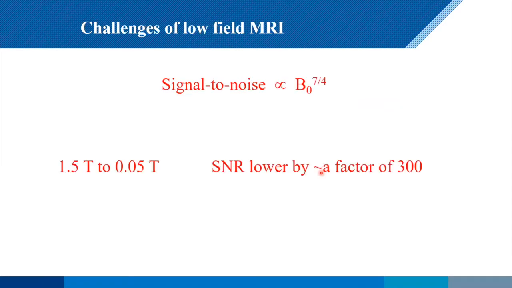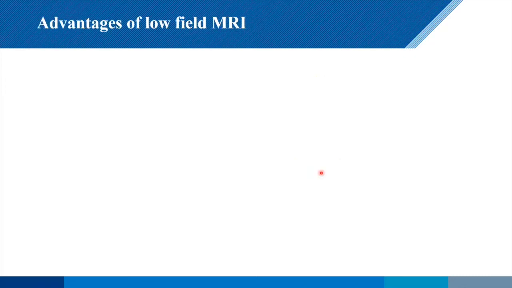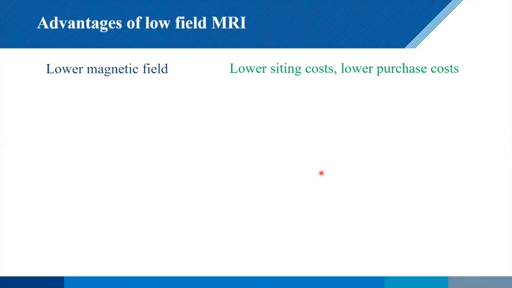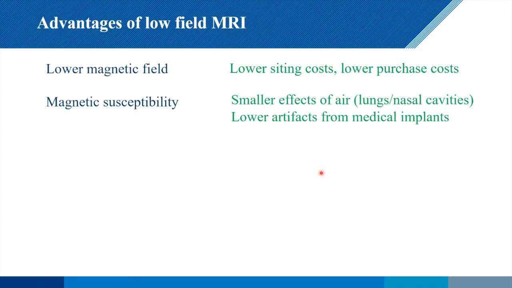So what's the challenge? Okay, we know it. B0, 7/4. We're down by a factor of 300 compared to 1.5. So let's just push that to one side and let's be positive and think about the advantages of low field, right? So one, okay, already said it. Lower siting costs and obviously far lower purchase costs. Think about magnetic susceptibility. So in terms of air, whether that's in the lungs, nasal cavities, etc., much less. Much lower artifacts from medical implants. I'll show you that. And not just medical implants, things like blunt trauma, things like shrapnel in the body, etc.